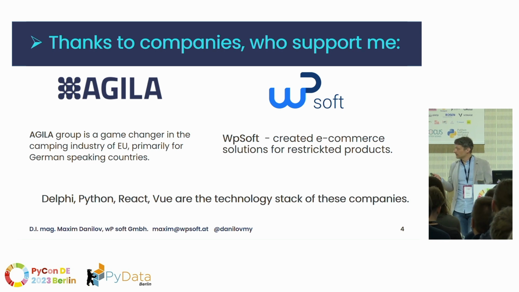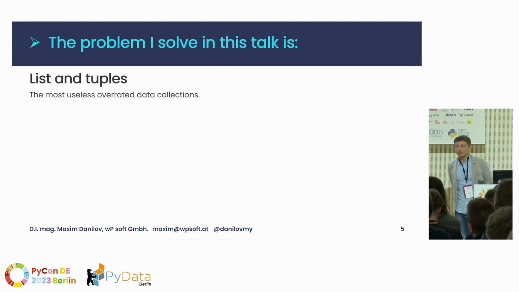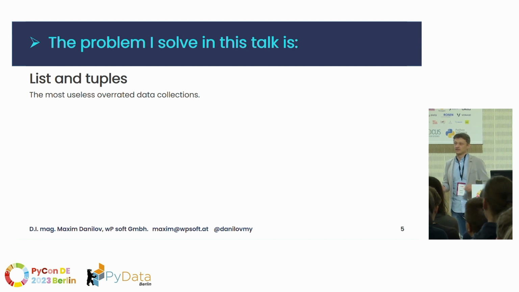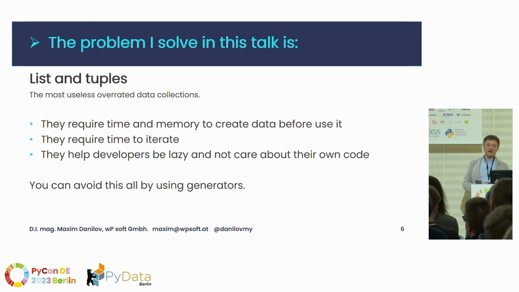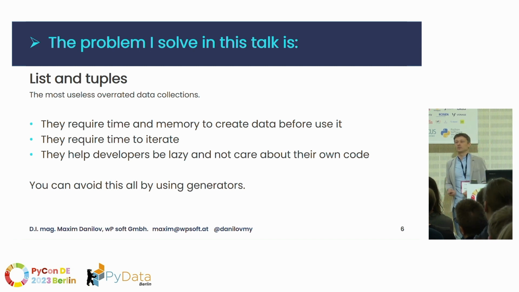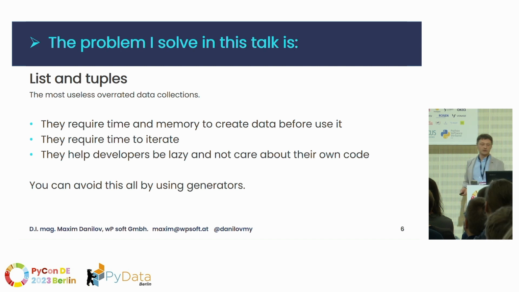And right now, the problem which I want to solve with this talk is lists and tuples. This is the most useless and overrated data collection in Python. Why do I think so? They require time and memory to create data before using it. They require time to iterate to access data. And they help developers to be lazy and not care about their own code. And we can solve it with Python generators.